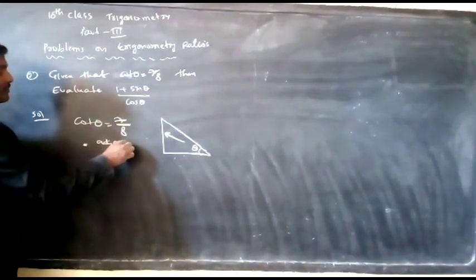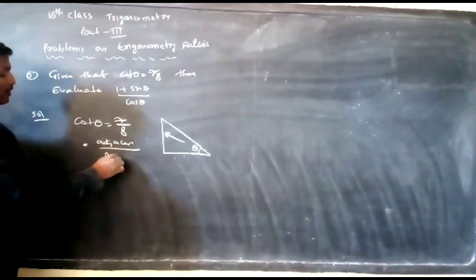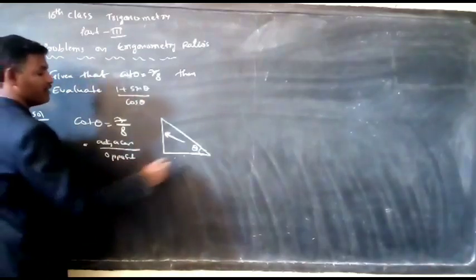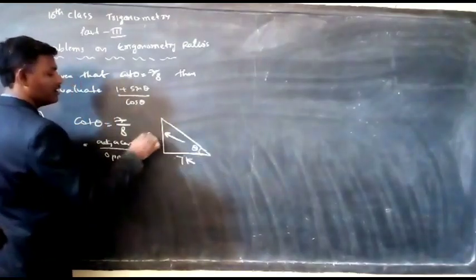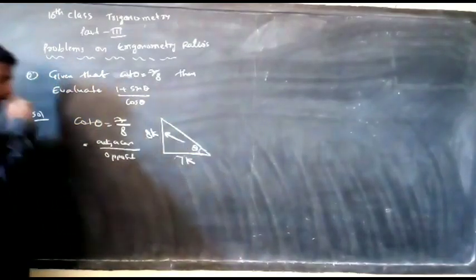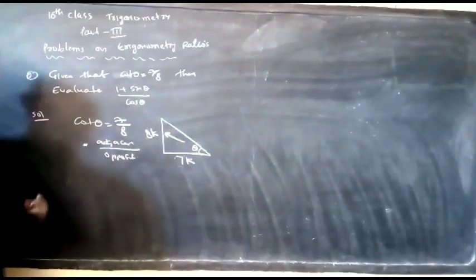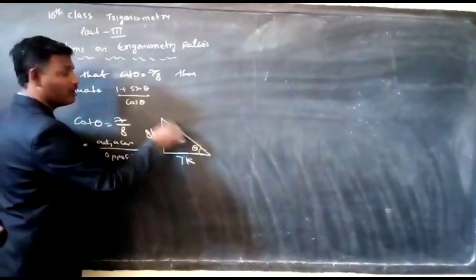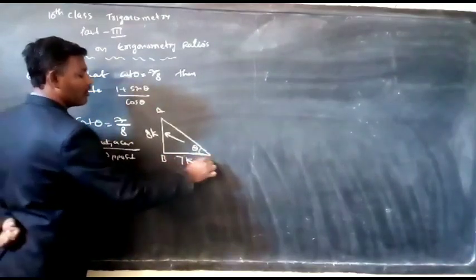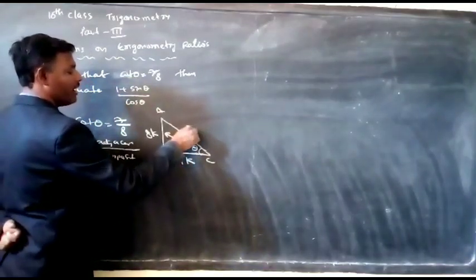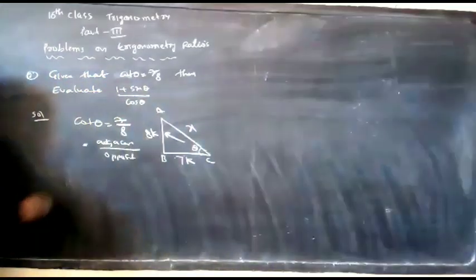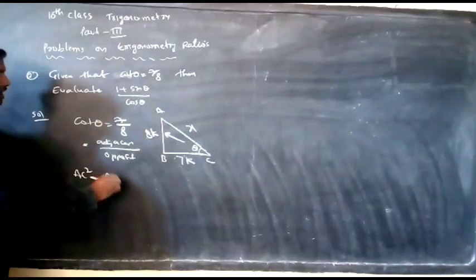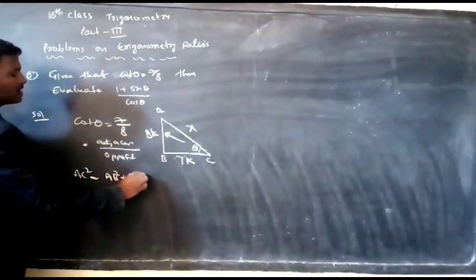What is the formula to find cot theta? Adjacent side by opposite side. What is adjacent here? 7, so we can write this as 7k, and this one 8k. Now, what is not there here? The hypotenuse value is not there. Let it be x. According to Pythagoras theorem, what can we write? AC square is equal to AB square plus BC square.